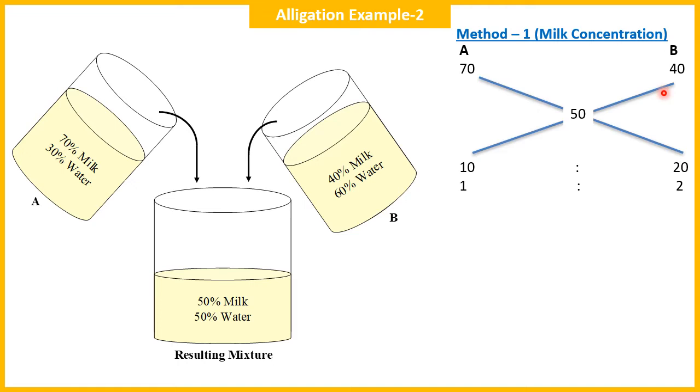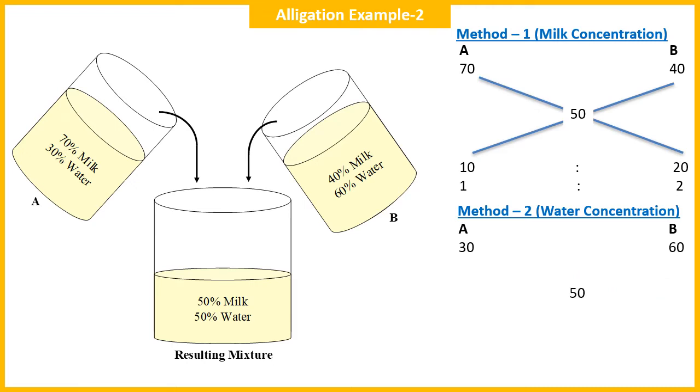Well, the same question can also be solved by method 2, called water concentration, which will give you the same answer. Let's see. Method 2, water concentration. Vessel A contains 30% water, so I have written 30 here. Vessel B contains 60% water, so I have written 60 here. And the water concentration required in the mixture is 50%, hence I will write 50% in the center.